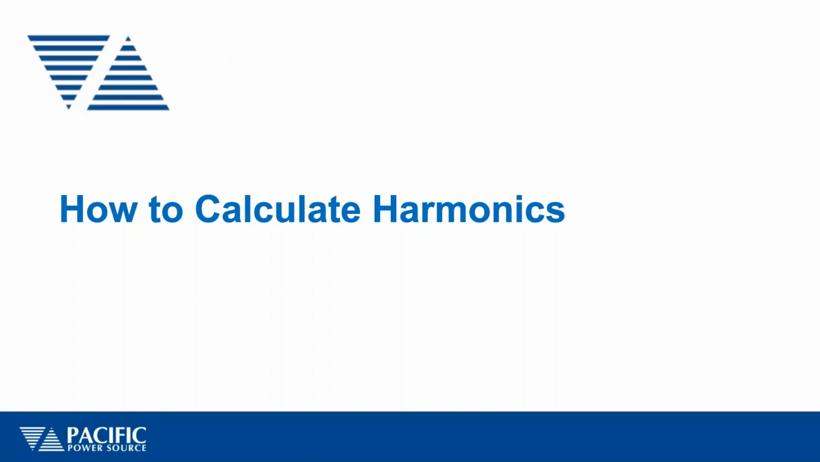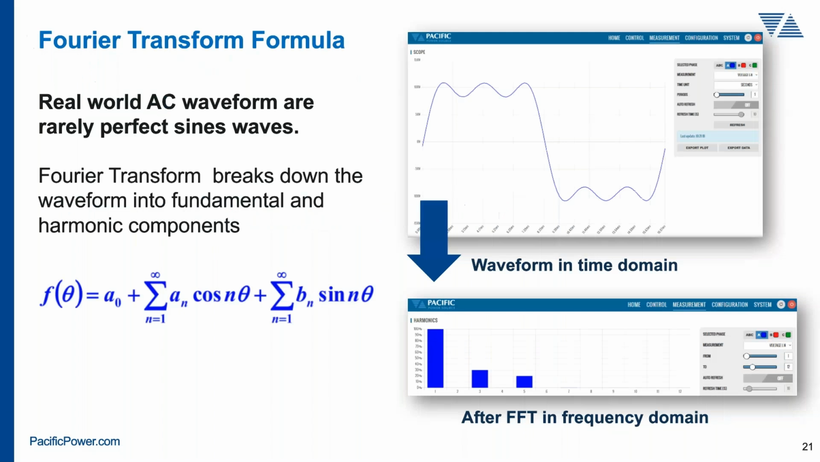Next, we'll talk about how harmonics are calculated. Essentially, it's a Fourier transform, and there are many different types of Fourier transforms. Most commonly used is the fast Fourier transform. But again, real-world AC waveforms are not perfect sine waveforms. As we saw earlier, a waveform that is not perfectly sinusoidal can be broken down into fundamental waveforms. This formula basically describes that the resultant waveform is a summation of many waveforms.